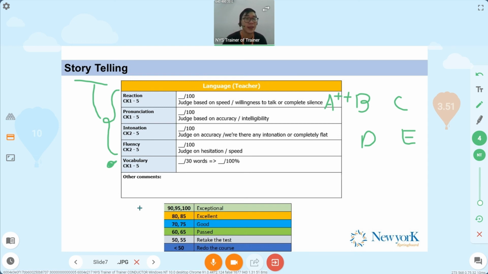Right, and that is how you fill in the scoring sheet. Once you're done filling in all of the judging things, go ahead and write something heartfelt in the other comments, trying to motivate the kids, telling him or her what to improve, how to improve.